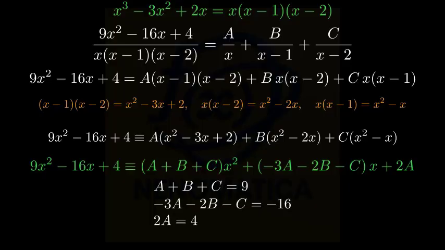For x squared, we get a plus b plus c equals 9. For x to the first power, we get negative 3a minus 2b minus c equals negative 16. For the constant term, we get 2a equals 4.